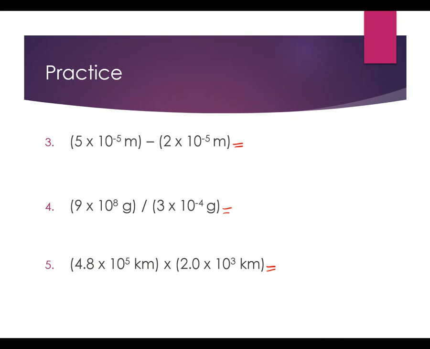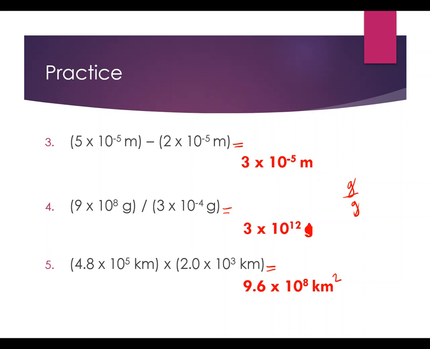All right, so let's check these answers, see how you did. First one, 3 times 10 to the -5. And yes, it's subtraction, so you keep the meter. Second one here, though, you wouldn't really keep this because grams over grams does cancel. So 3 times 10 to the 12th. And then here, kilometers times kilometers, that's an area. So this is going to end up being squared. So 9.6 times 10 to the 8th kilometers squared, since this is area. This is like length times width.